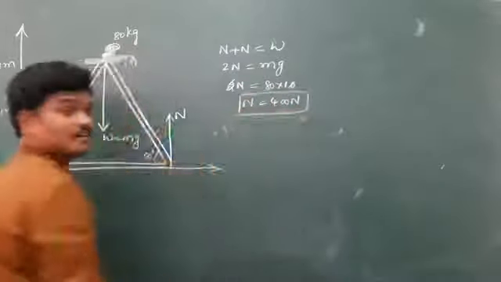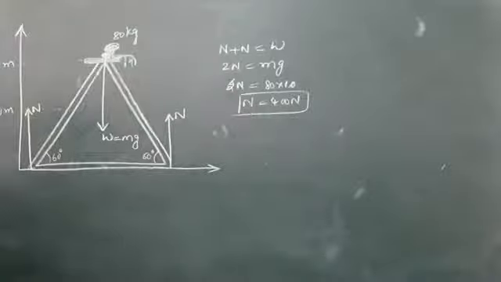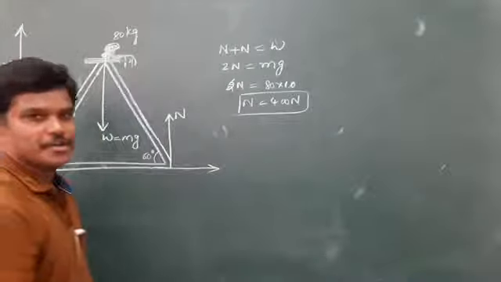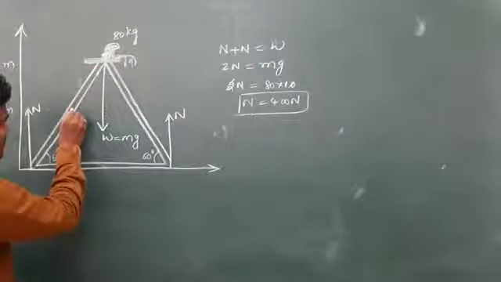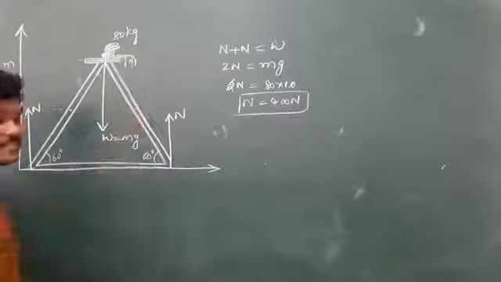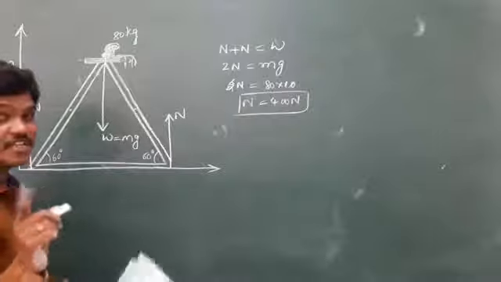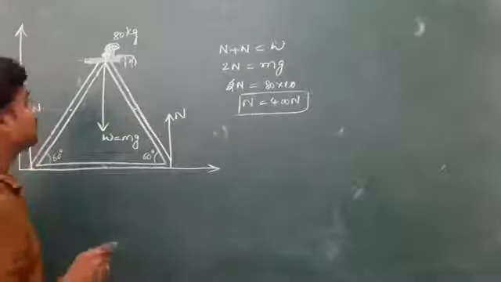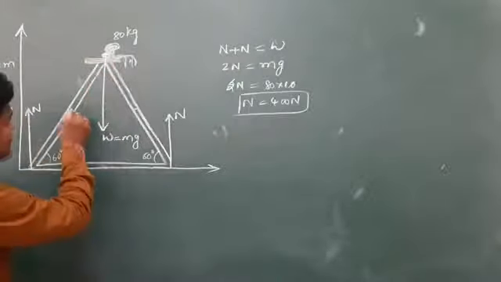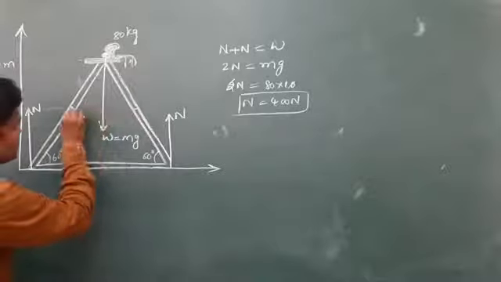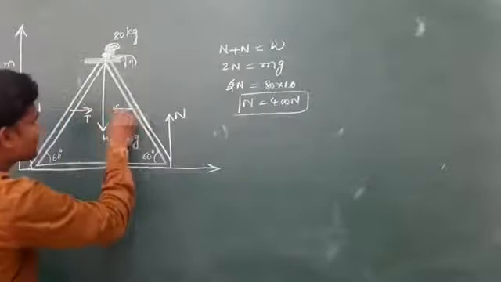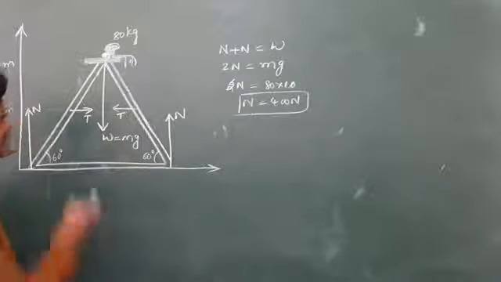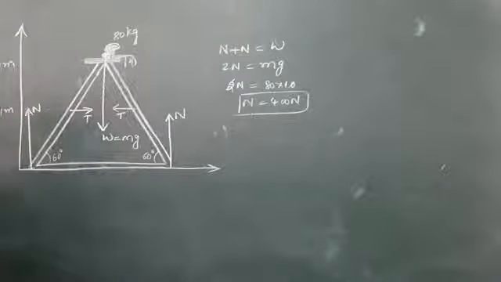So the normal reaction on each leg is 400 Newton. And because of this weight, there will be tension in the middle of this ladder. They're asking the tension in the crossbar. Because of this weight, there will be some tension here, so the tension is in this direction. Now the target is to find this tension.